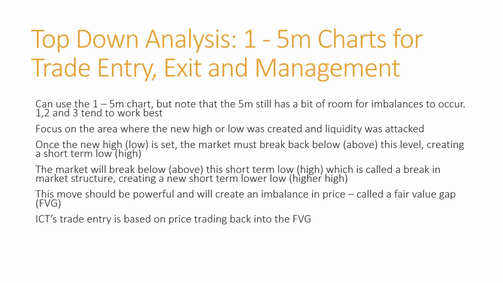So again, we're focusing on the area where the new high or low was created and that liquidity was attacked. So in the example that we're using from ICT's lesson, there's that high that's being attacked after consecutive 3 touches of the high, it was breached. So that's where that liquidity is being created for institutional traders to get set for that bigger move to the downside. Once that new high is set, the market must break back below this level, creating a short-term low. So I've just put in brackets there the opposite. So when the new low is set, the market must break back above this level, creating a short-term high. So hopefully that's not too confusing.